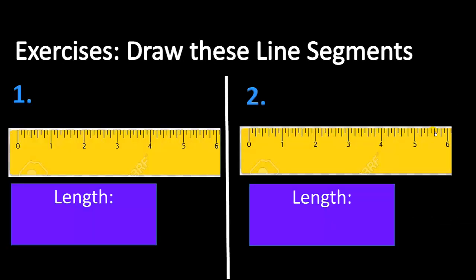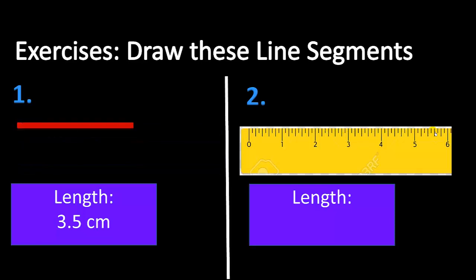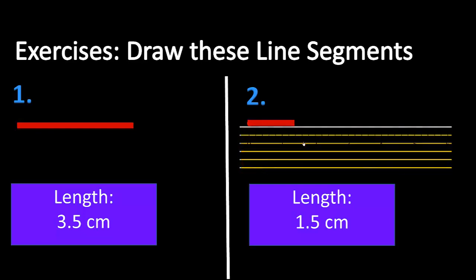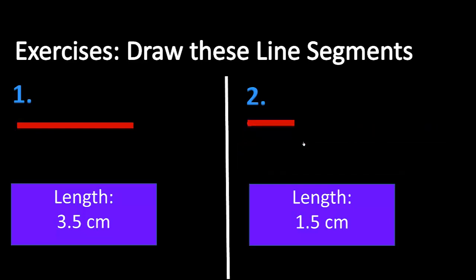Now our next exercise is to draw these line segments. Our first length is 3.5 centimeters. First, I'm going to draw my dot at the 0. Now I'm going to draw from the dot to the 3.5. Now our next length is 1.5 centimeters. So we have to draw the dot at the 0. Then we have to end it at 1.5. Now that I've done my exercises, I've got all my answers.